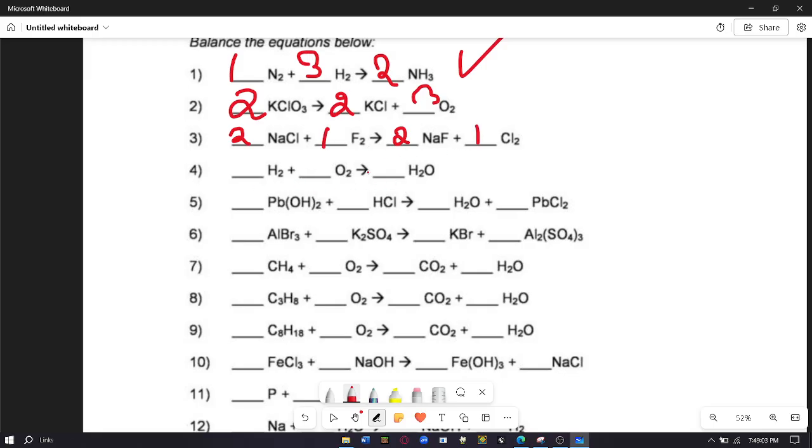Alright, H2O. Okay, this one looks like a tricky one, you might think, but it's not that tricky. Let's add a 2 here. There's 2 oxygen, 2 oxygen. Nice, that's balanced. There's 4 hydrogen. That's the problem. Let's add a 2 here. Now there's 4 hydrogen. Nice.